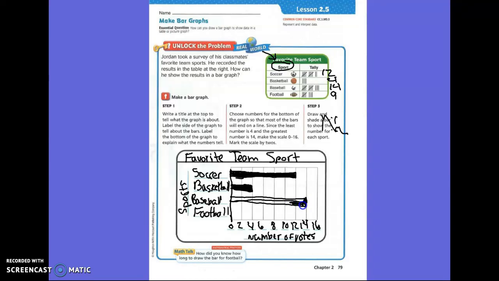Make sure they look like bars and not just sticks. Don't forget, when you are doing 9, there is no 9 on here for a line. So you have to go in between 2 numbers, and 9 is in between 8 and 10.